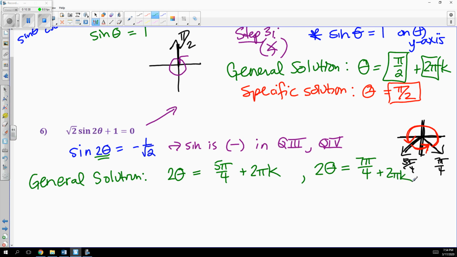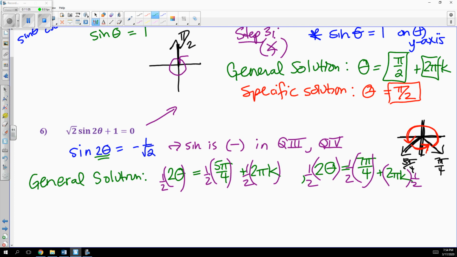Here's the trick, though. Now you've got to deal with this 2 theta. You can't have this 2 theta there. You're solving for theta, not for 2 theta. So to get rid of the 2, you can divide everything by 2, or you can multiply everything by 1/2. I'm going to multiply everything by 1/2 on both sides, and don't forget to do it here. I'm also going to do it for the angle 7 pi over 4, times 1/2.